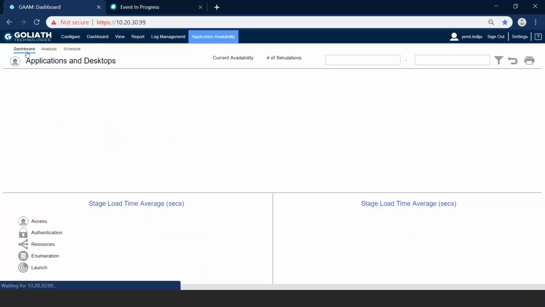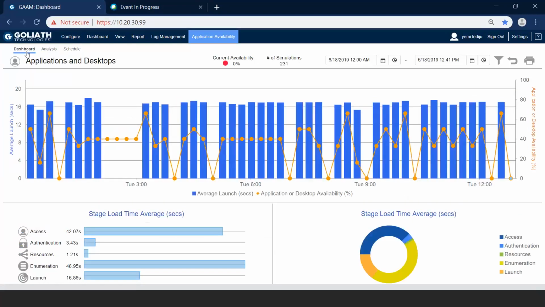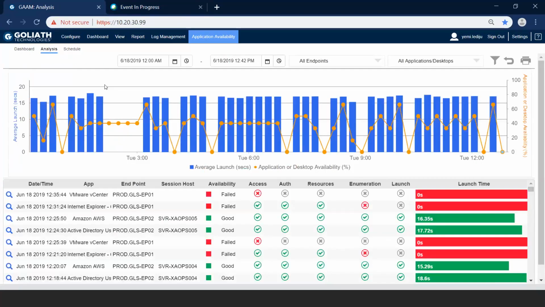We can start off at the dashboard page, giving you that high-level overview of your applications, of your application launches. You can see the trends. You can see how everything in the environment is running, based on launch times as well as overall availability. You can switch over to the analysis tab, and you can actually take a closer look into each one of these launches and the overall launches in your environment.